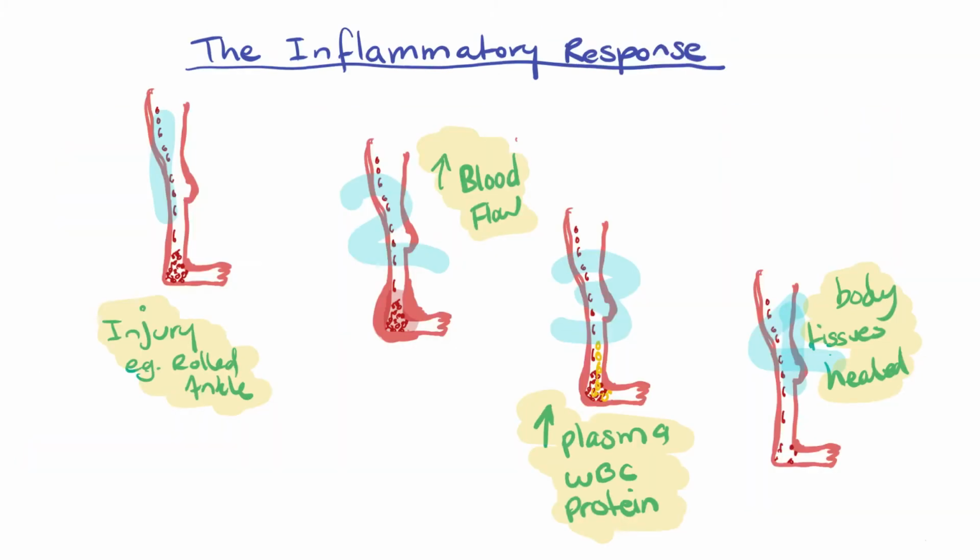So let's have a look at the inflammatory response. The first thing that happens is that the injury happens. So for example, in this case, a rolled ankle. And then what happens is it goes into some certain phases. We have the first phase, which is acute inflammation, where we have an increase of blood flow to the area. The second stage, or the third thing that happens, is the repair of the inflammation. So we get an increase of plasma, white blood cells and protein to the area. And then that final stage is what we call the remodeling stage, where the body tissues can be healed.